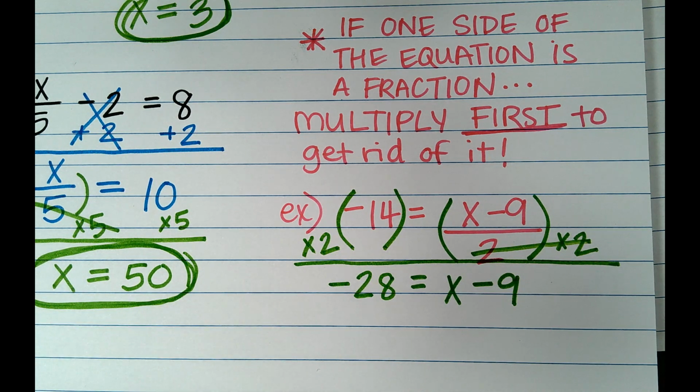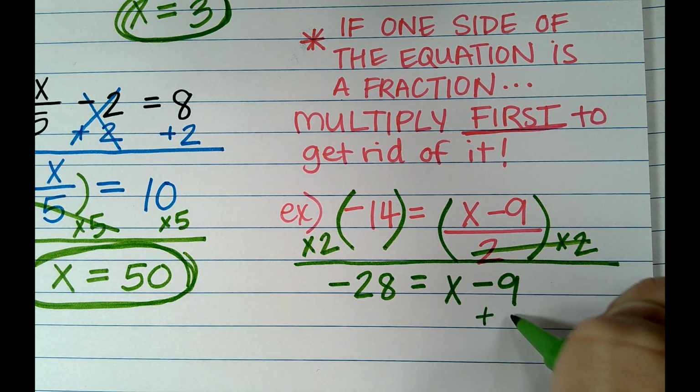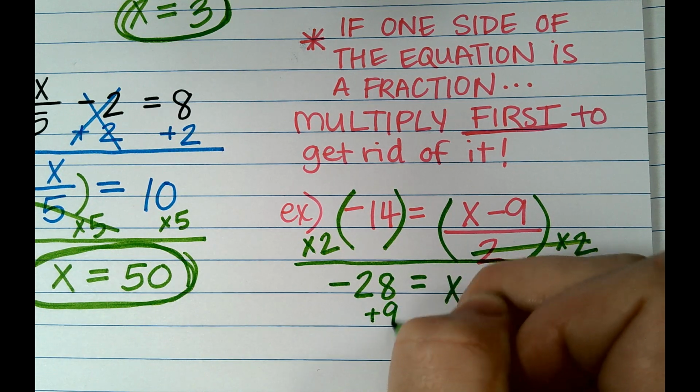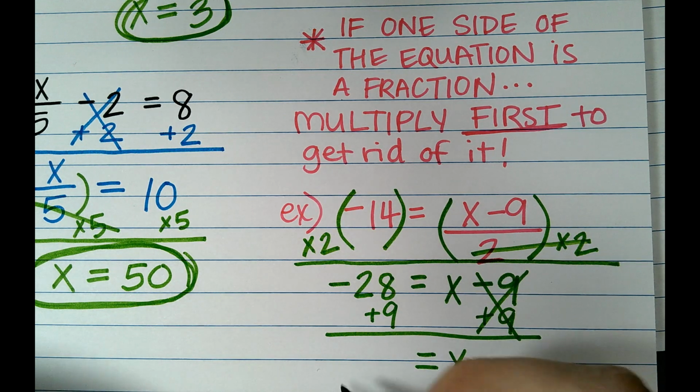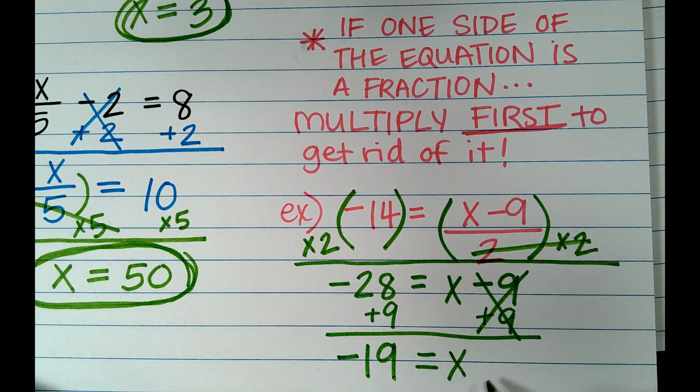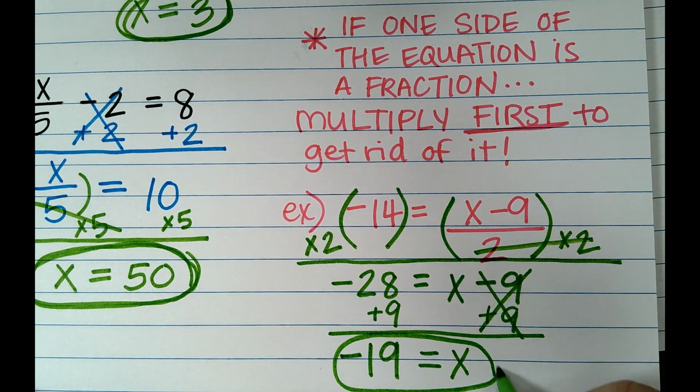Now you get to add 9. Perfect. Both sides. The 9s cancel. And x equals, I got negative 19. I think that's right. Let me double check it. I have a hard time adding negatives in my head. Negative 28 plus 9. Yep, negative 19. Your answer.